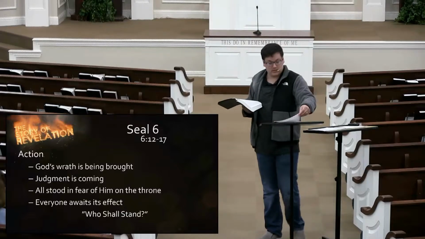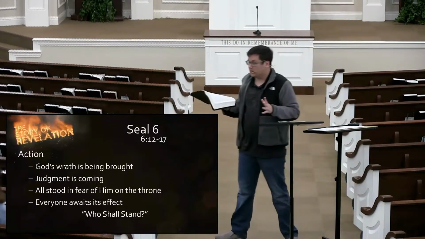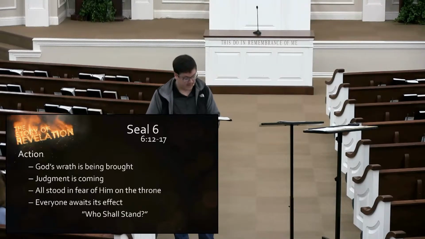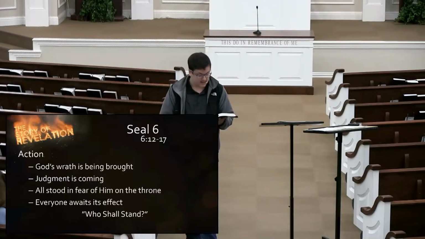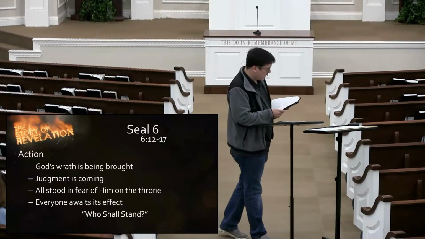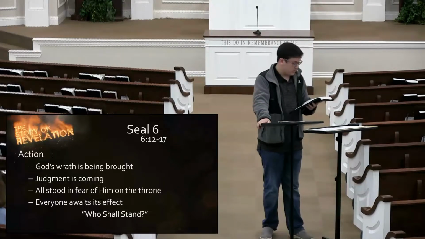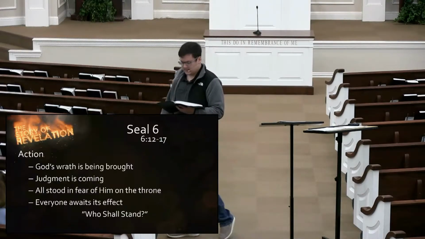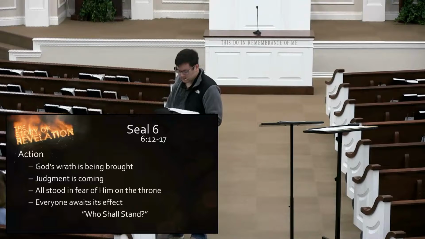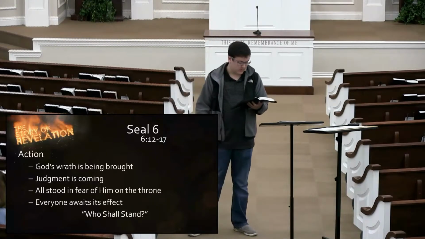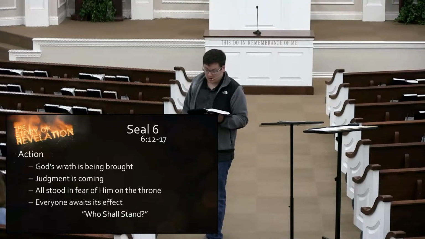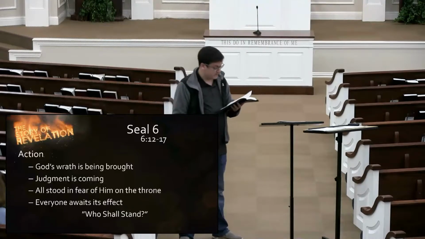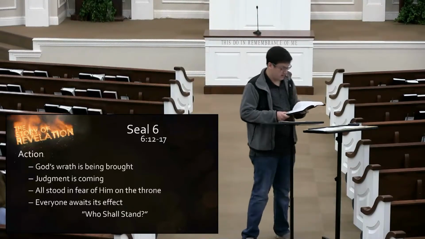In chapter 7, we have the interlude. Who shall stand? Chapter 7, verse 1. After this, I saw 4 angels standing at the 4 corners of the earth, holding back the 4 winds of the earth, so that no wind would blow on the earth, or on the sea, or on any tree. And I saw another angel ascending from the rising of the sun, having the seal of the living God. And he cried out with a loud voice to the 4 angels, to whom it was granted to harm the earth and the sea, saying, Do not harm the earth or the sea or the trees until we have sealed the bondservants of our God on their foreheads.